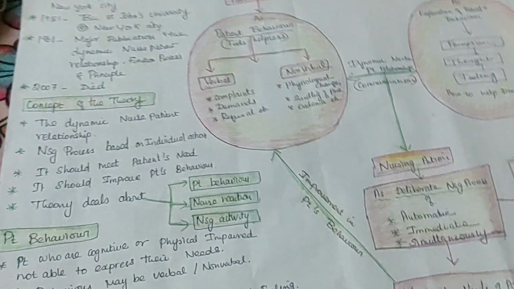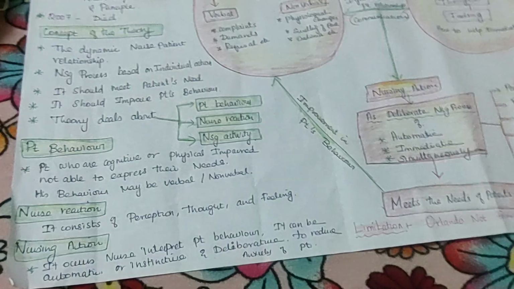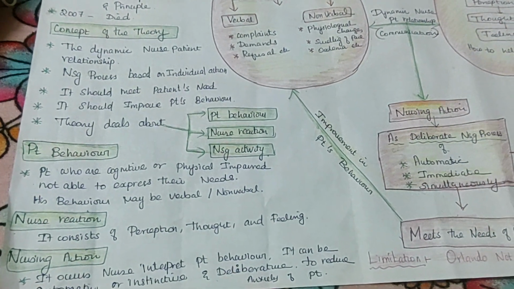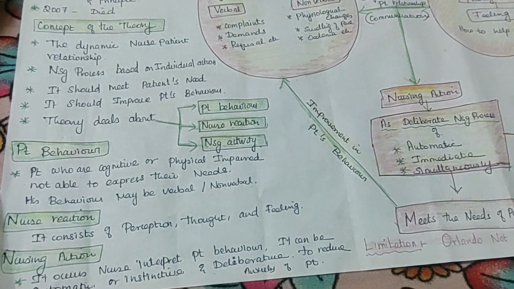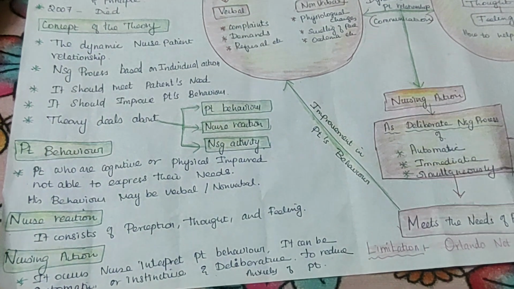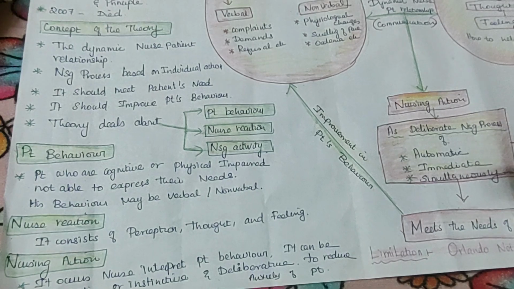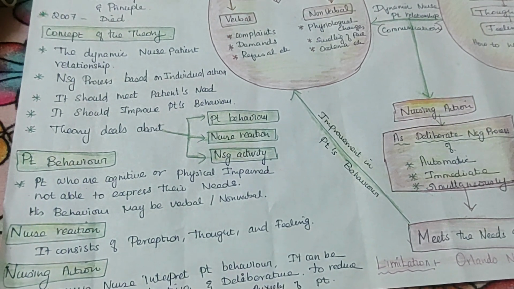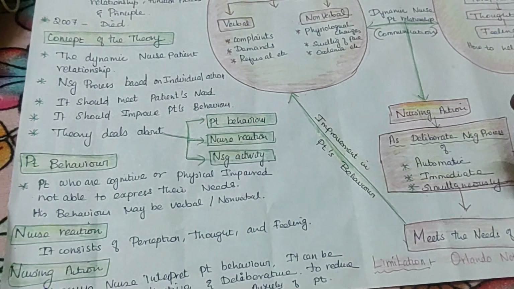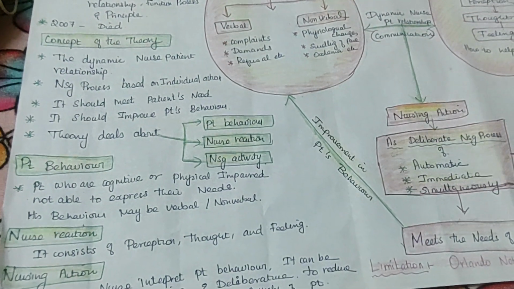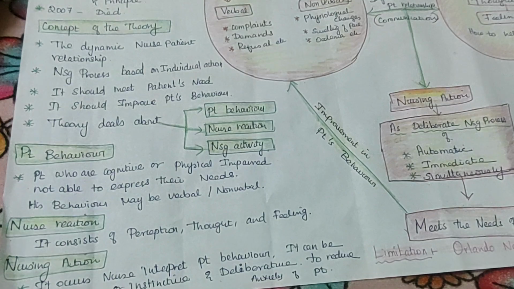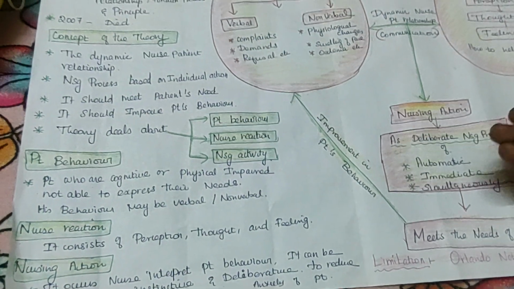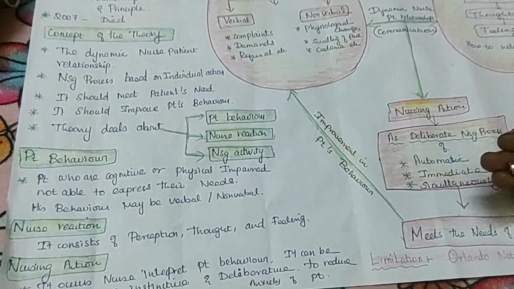She also talks about the patient's behavior. She says that patients who are cognitively or physically impaired are not able to express their thoughts, views, needs and ideas. So their behavior may be verbal, and some patients will be non-verbal; they will not ventilate verbally. Then the nurse reaction: the nurse is the one who has to understand.